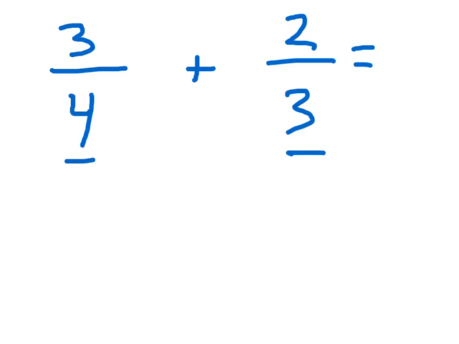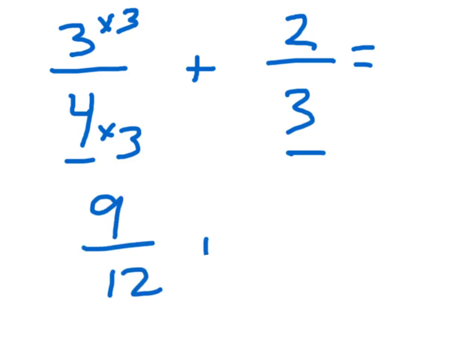And we're going to use multiplication to expand them so they do have common denominators. And here, if we times it by 3, we must times the top by 3, and that will give us our new fraction, which is 9 over 12. And over here, we want to have a denominator of 12. So we're going to have to times this by 4.